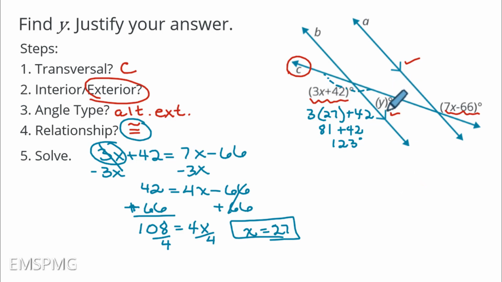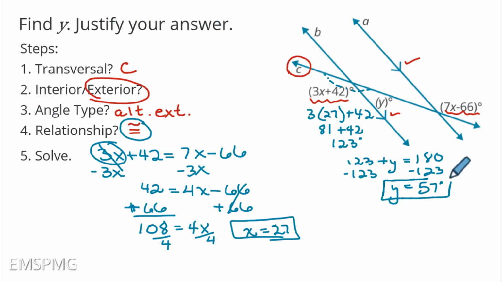Now I need to find angle y, and we said that those two angles are supplementary. So I know that 123 plus the measure of angle y is going to equal 180 degrees. They are supplementary, and I subtract from both sides. So in the end, I find that y is going to equal 57 degrees.